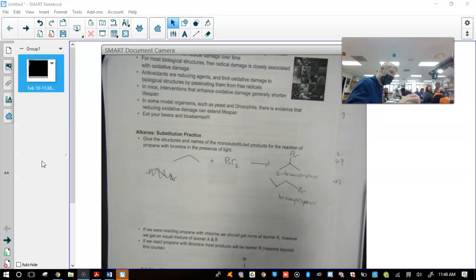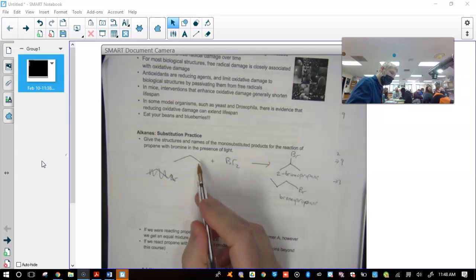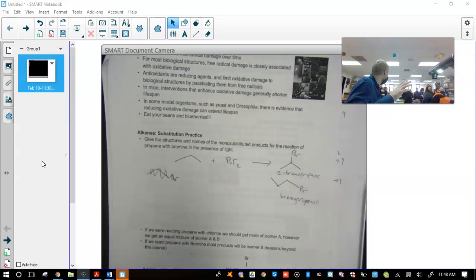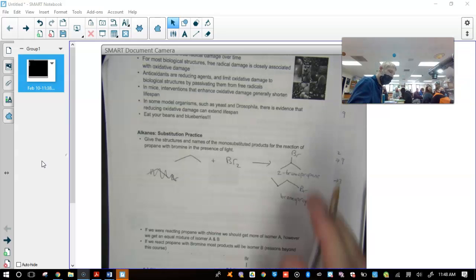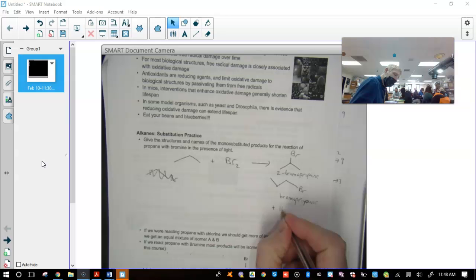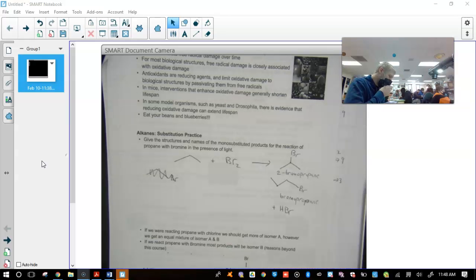Oh, where does the other bromine go? So this is a substitution reaction. So we're substituting one bromine for one hydrogen. So then it's going to form, but yeah, that's a good point. HBr is going to be one of the products.